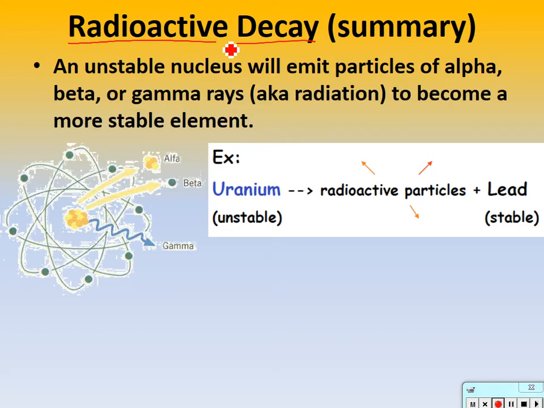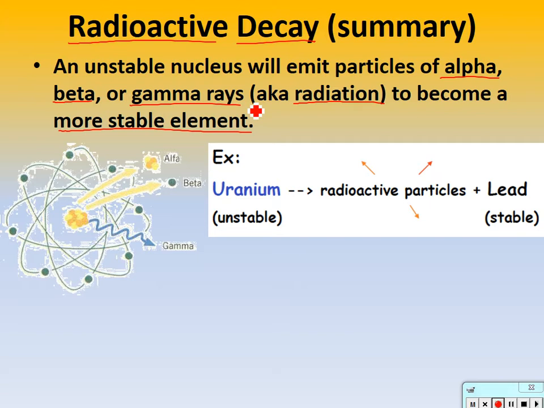An unstable nucleus will emit particles of alpha, beta, or gamma rays, aka radiation, to become a more stable element. So if it's not stable, it's going to give off this radiation in order to become a more stable element. What are the three kinds of radiation? There are alpha particles, there are beta particles, and then there's this energy, which is called gamma rays. It's not a particle, it's just energy, so we call it a gamma ray.